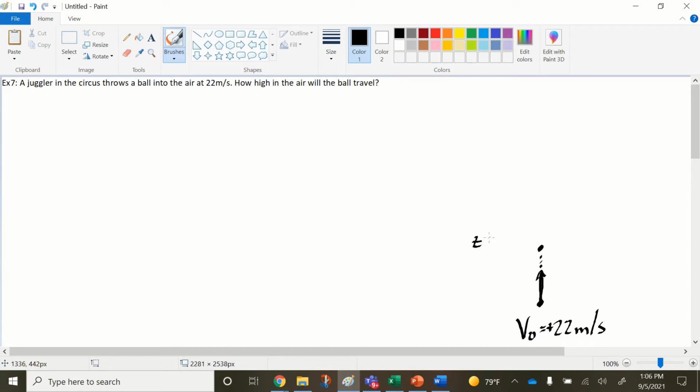1 second later, your velocity will decrease by 10 meters per second. So 1 second later, this ball is not traveling 22 meters per second anymore. It has lost 10 meters per second in that 1 second, and now it's at 12 meters per second. And it will continue on because it still has positive velocity, and when it reaches whatever position it would have at 2 seconds, its velocity is now positive 2 meters per second.